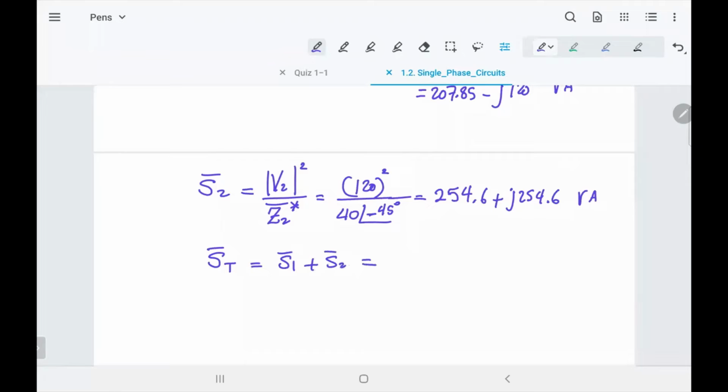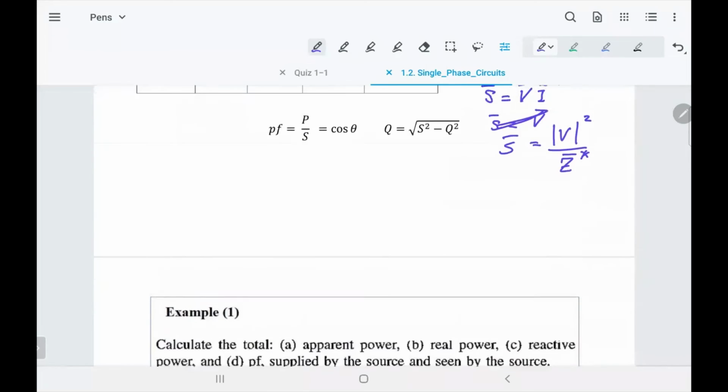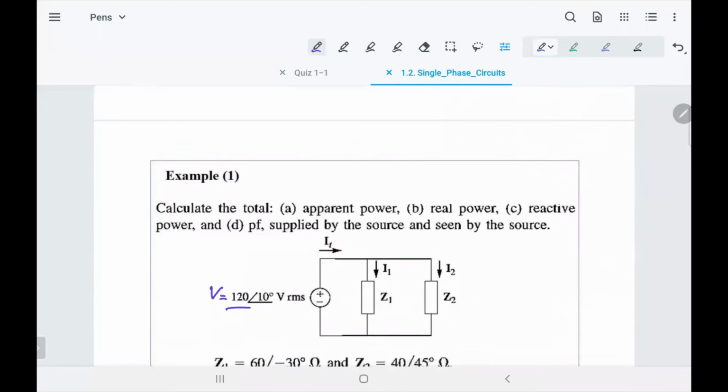You add both results. I added both, I got 462.4 plus j134.6 volt amp. That was the first question, about the total apparent power.